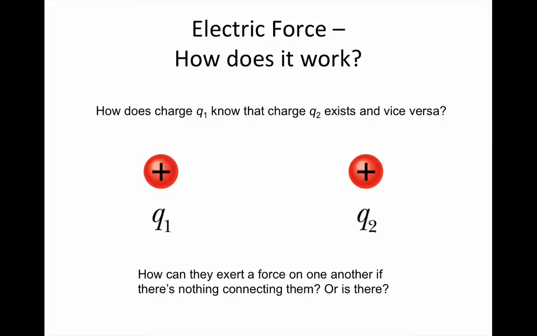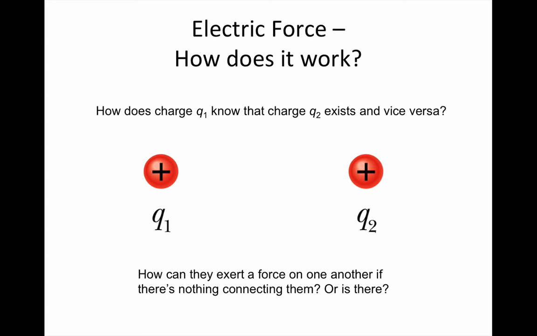So now we know how to calculate the size of electrostatic force. But how does it work? How does that positive charge Q1 even know that Q2 is there to react to it? With any force that acts at a distance, we have to talk about fields. In physics, a field is an area where something experiences a force.